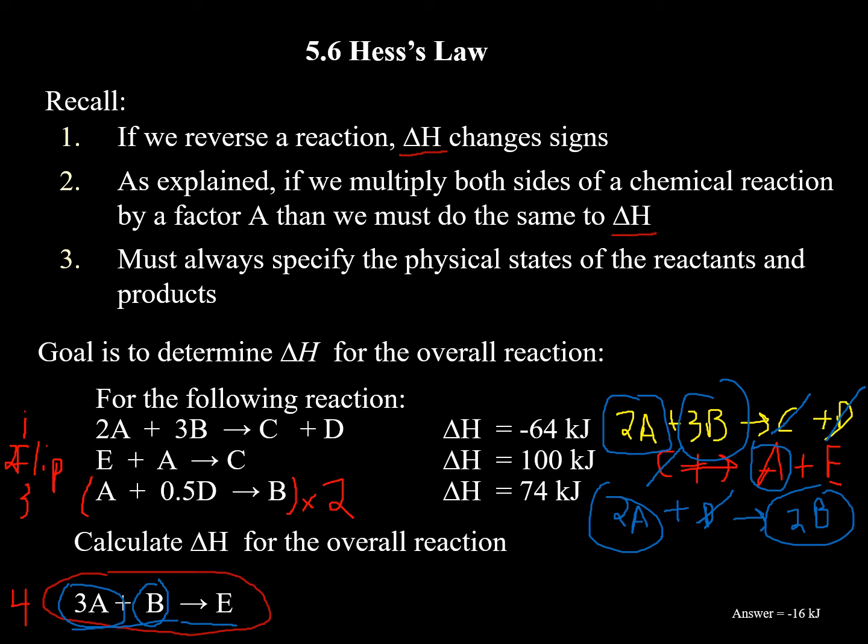What we've done is we have flipped equation 2 as we reversed it, so we put a negative here. We also multiplied equation 3 by 2. So we multiply by 2. And when we add these 3 delta H's up, we get a value of negative 16 kilojoules.